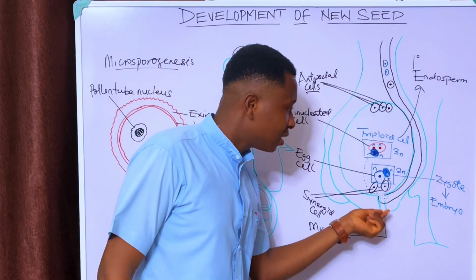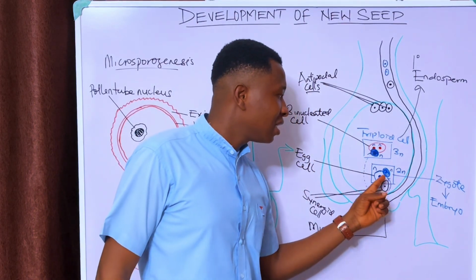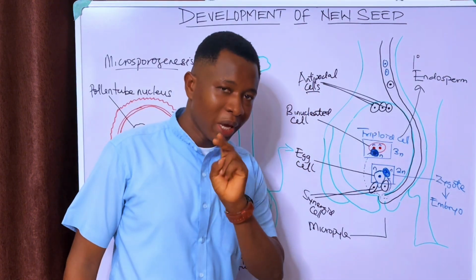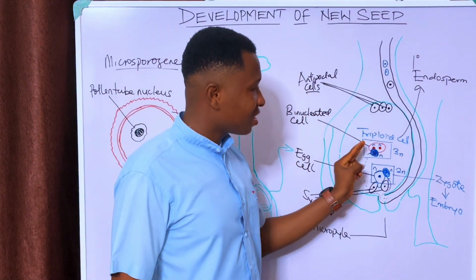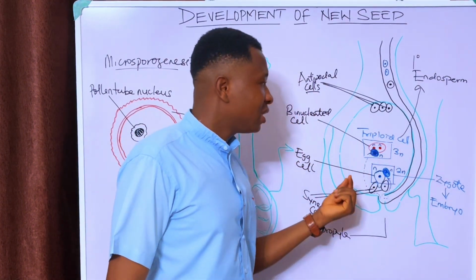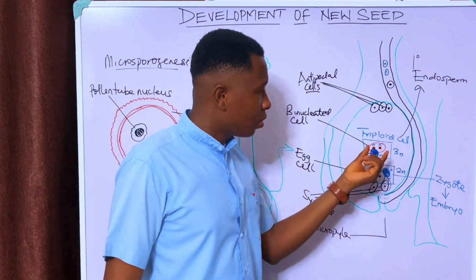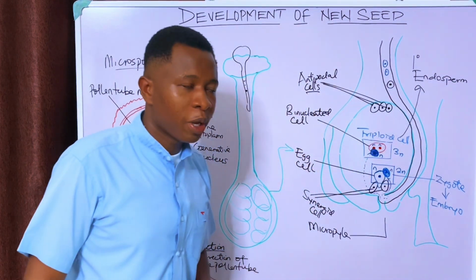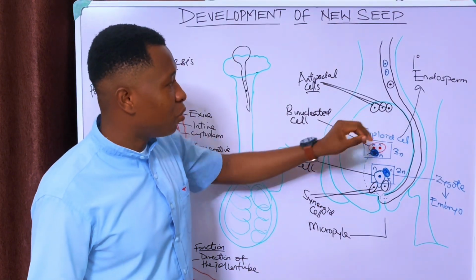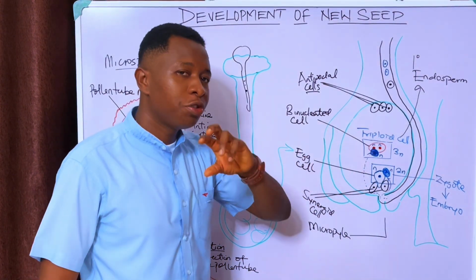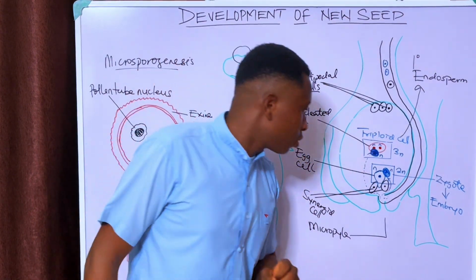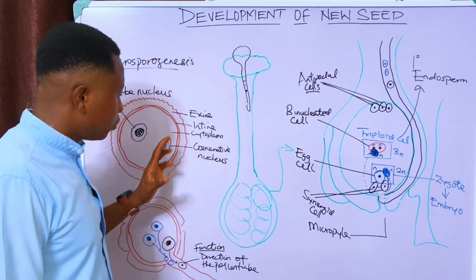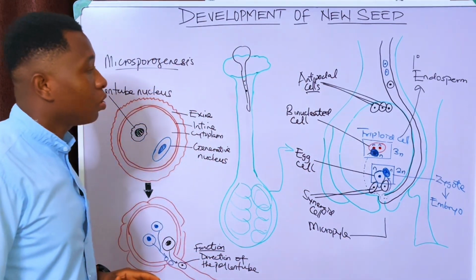When it enters, the first one will fertilize the egg cell, giving us a zygote, which is 2N. The second one will fertilize the binucleated cell in the middle, and that will give us a triploid cell, which forms the primary endosperm. We also have the antipodal cell I talked about, which plays a nutritive function. So this is the whole process of development of new seeds.